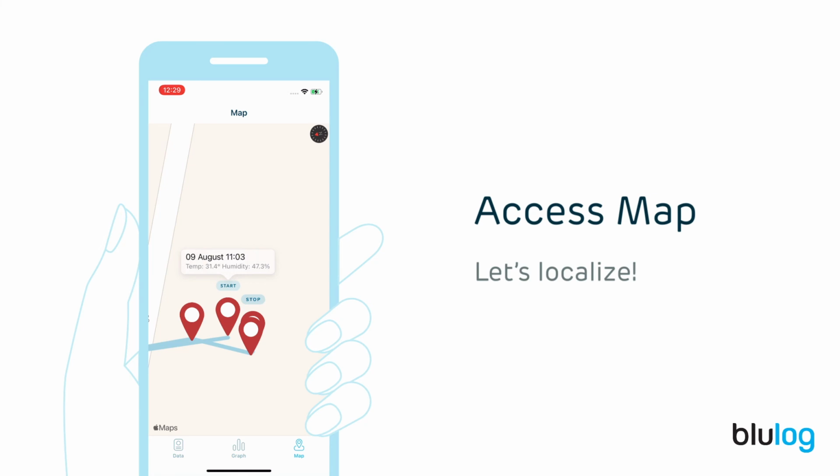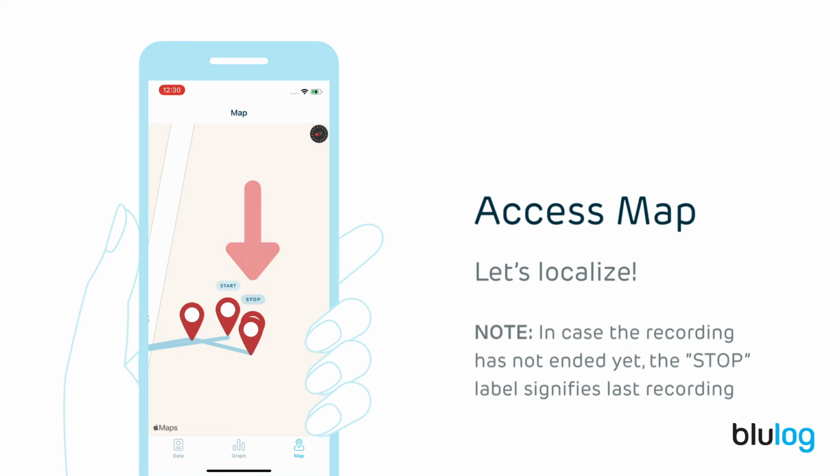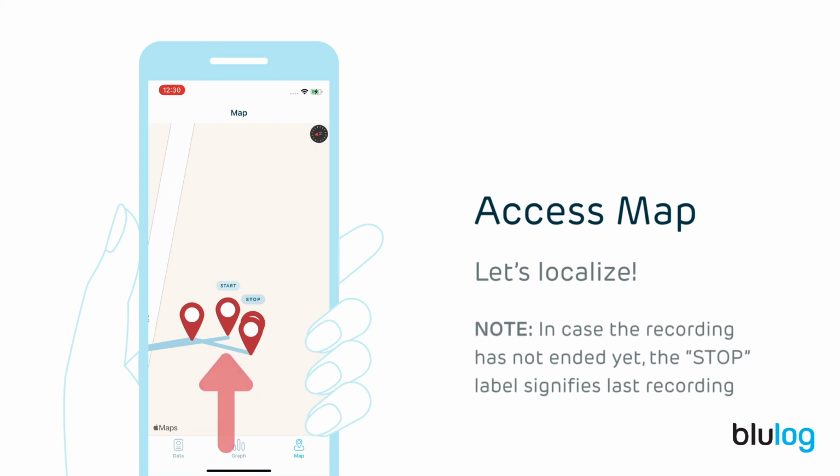In order to inactivate the window, just tap anywhere on the map outside the pointers. The start label signifies the start of the recording and the stop label signifies the end of the recording. You will be able to see the logger route that connects the pointers with a blue line.